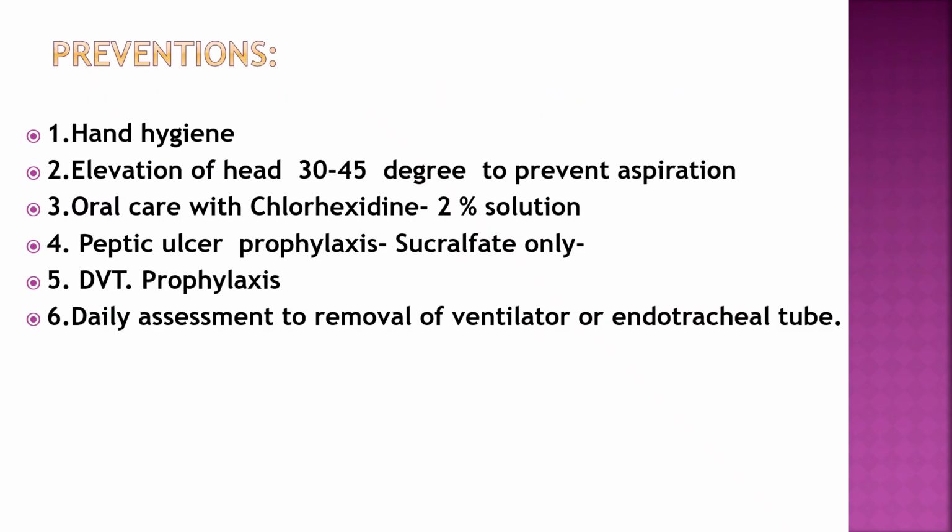Then prevention should be: hand hygiene should be done, elevation of head 30 to 45 degrees to prevent aspiration. Then oral care with chlorhexidine, that is 2% solution, should be used. Peptic ulcer prophylaxis can be by sucralfate only. Then deep vein thrombosis prophylaxis should be done, and daily assessment for the removal of the ventilator or endotracheal tube should be done.